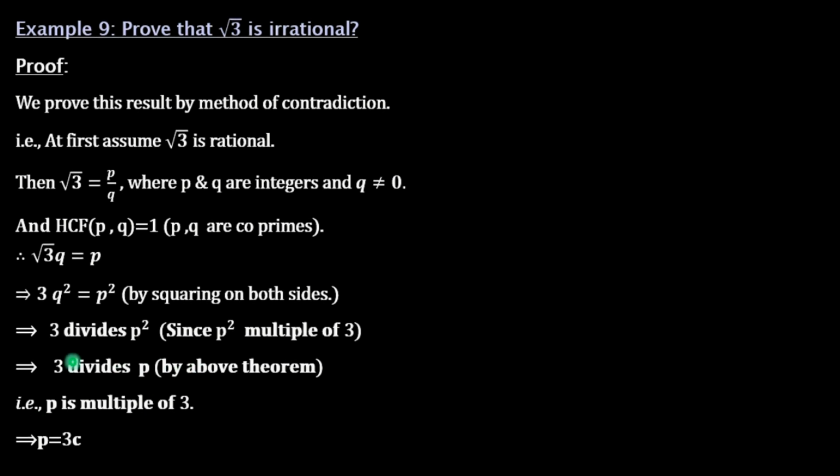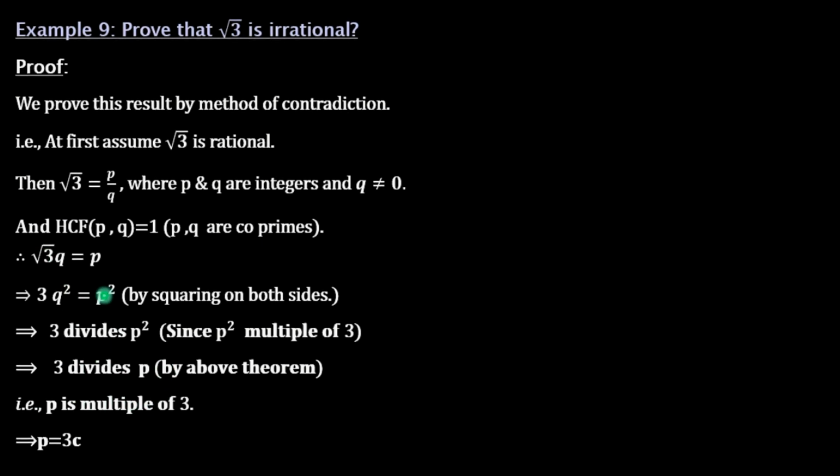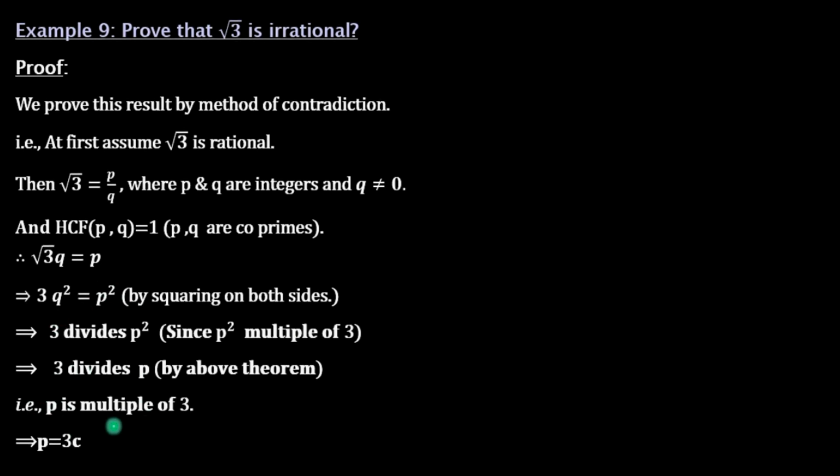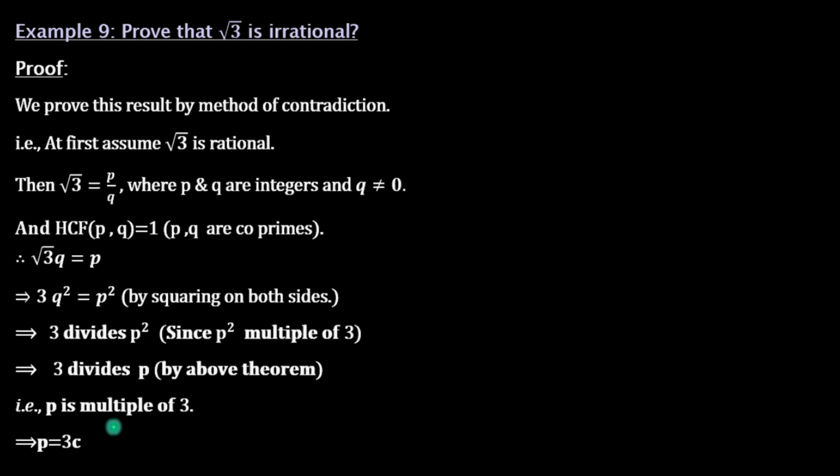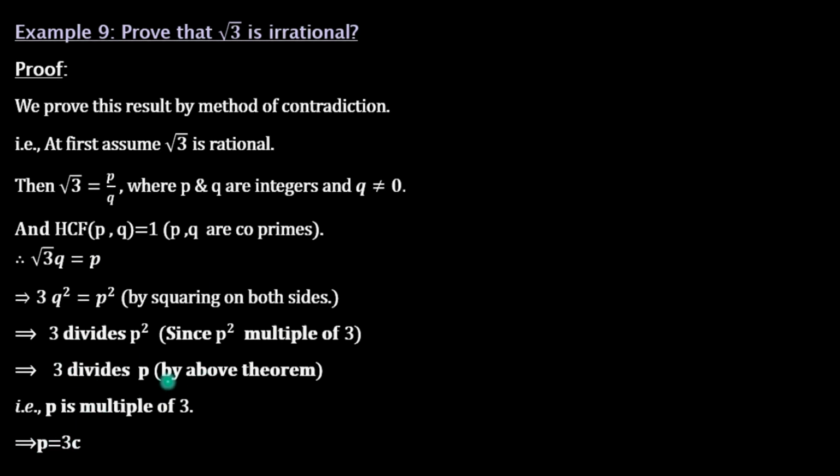Once again, why does 3 divide p? Since p is a multiple of 3, that is, p equals 3 into something. For example, 12 is a multiple of 3, that is, 12 equals 3 into 4. Then we can conclude that 3 divides 12. Similarly, if 3 divides p, then we can write p equals 3 into c, that is, 3 into a quotient c plus remainder 0.